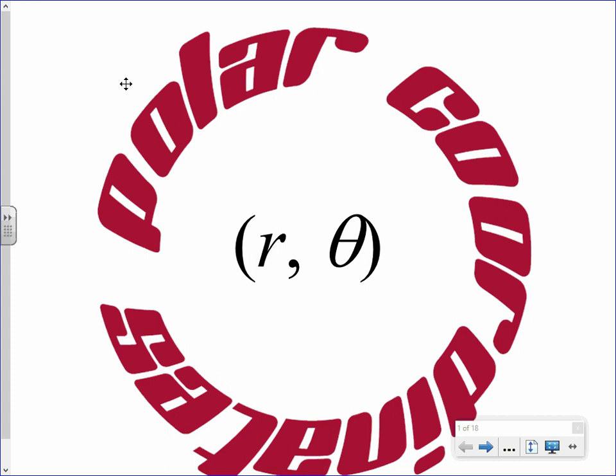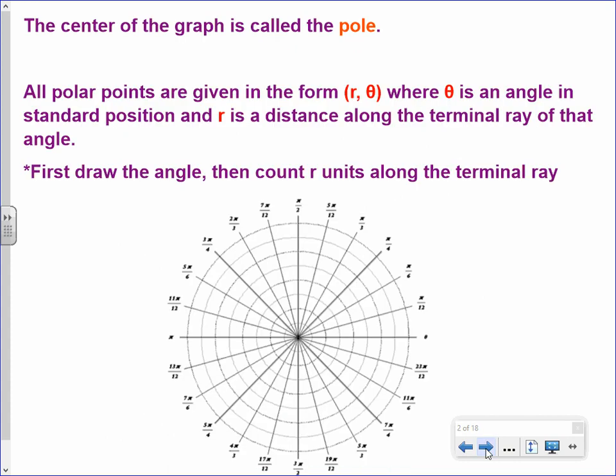Okay, so let's just remember what polar coordinates are. Remember, don't feel like you have to write everything down. A lot of this is what you need to remember. This is the coordinate plane that you're going to see. A polar coordinate is given in the form r comma theta, where theta is the angle in standard position, and r is how far you move from the origin along said angle.